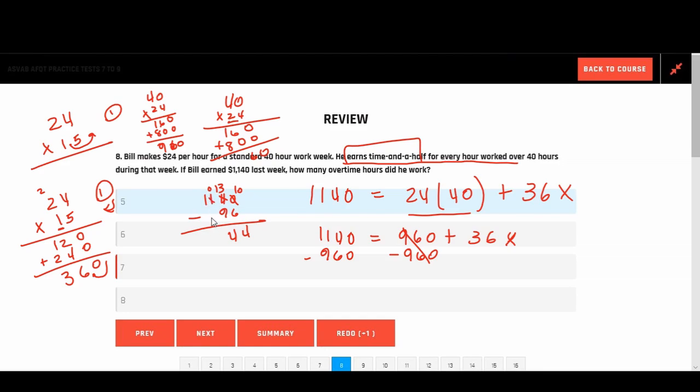Let's go ahead and keep working this out. This is going to be, let's see, 0 minus nothing is 0. 1 minus nothing is 1. What am I doing here?